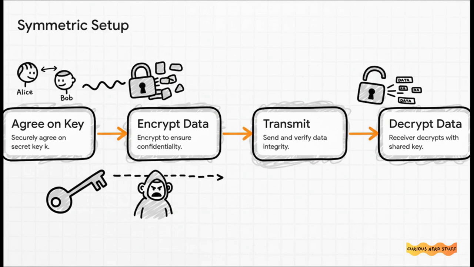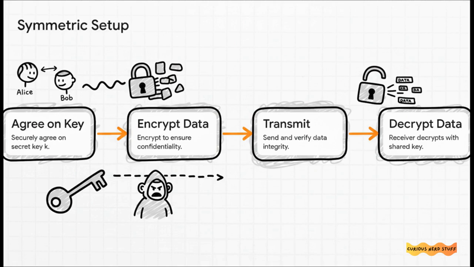Once they have it, step 2 is encryption. Alice uses the key to lock the data for confidentiality, keeping all those eavesdroppers in the crowded room out. Step 3 is transmission, where they send it across the network while also checking for message integrity. And finally, step 4.